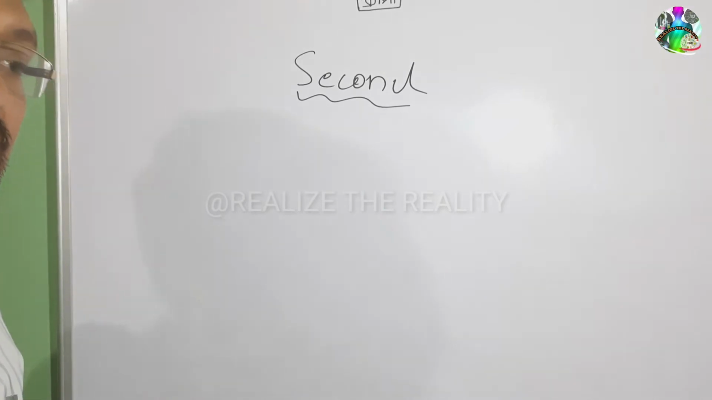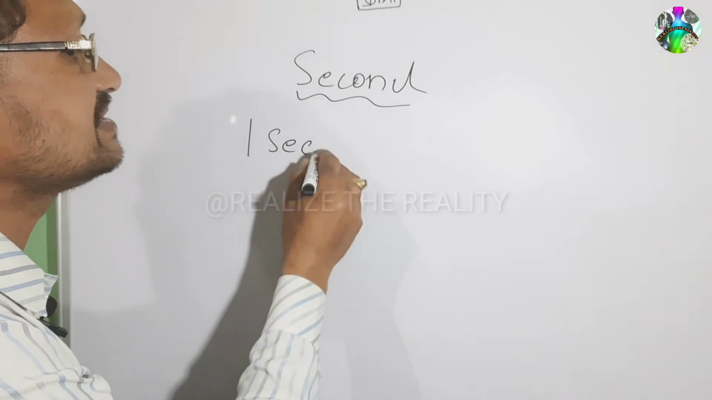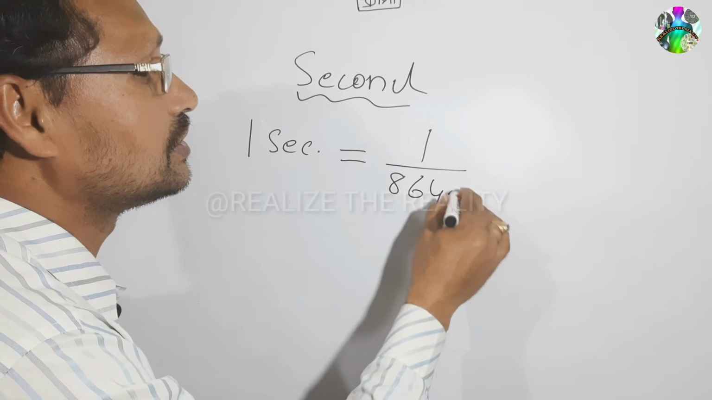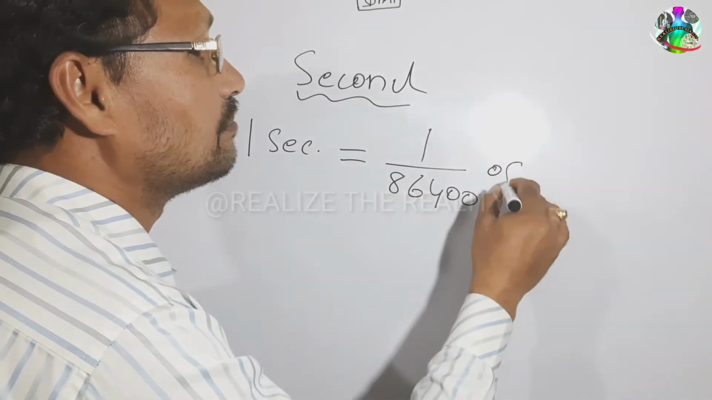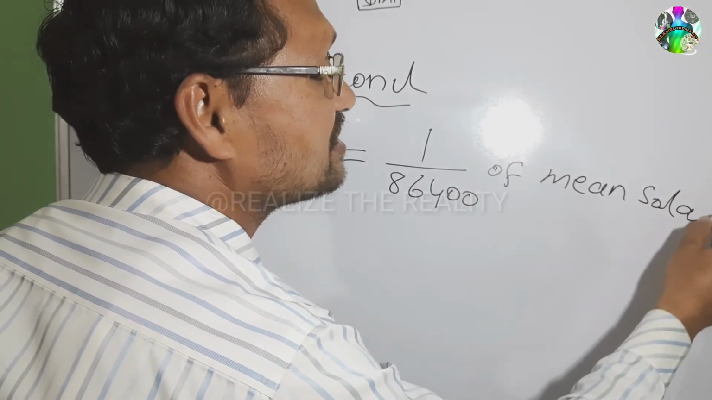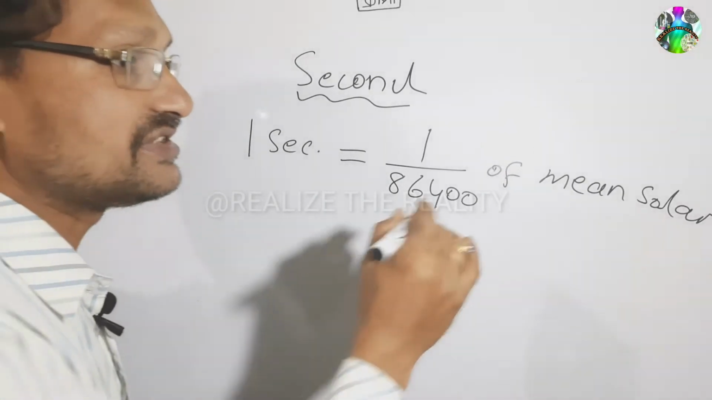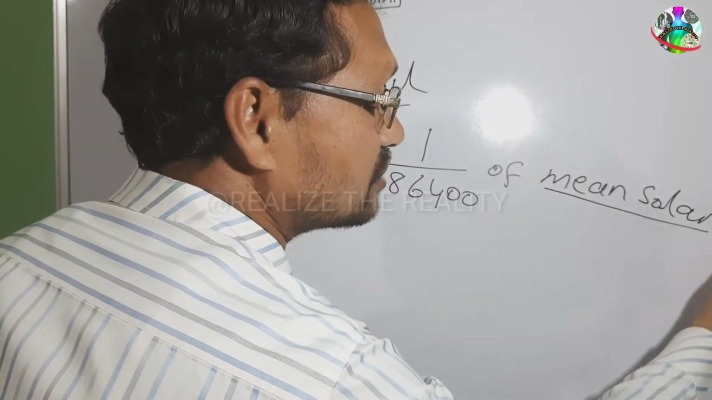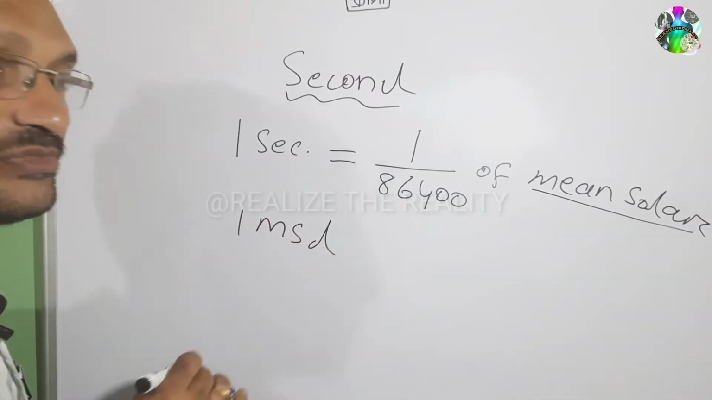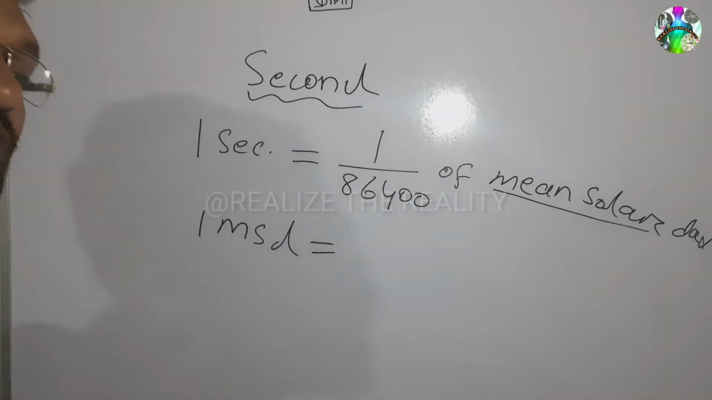This is also decided on the basis of a mean solar day. So 1 second is equal to 1 by 86400 of a mean solar day. Our time is generally based upon the rotation of Earth and the revolution of Earth around the sun. So what is a mean solar day? You are supposed to know. 1 mean solar day, MSD stands for mean solar day, is equal to the time taken by the earth for a complete revolution around the sun.